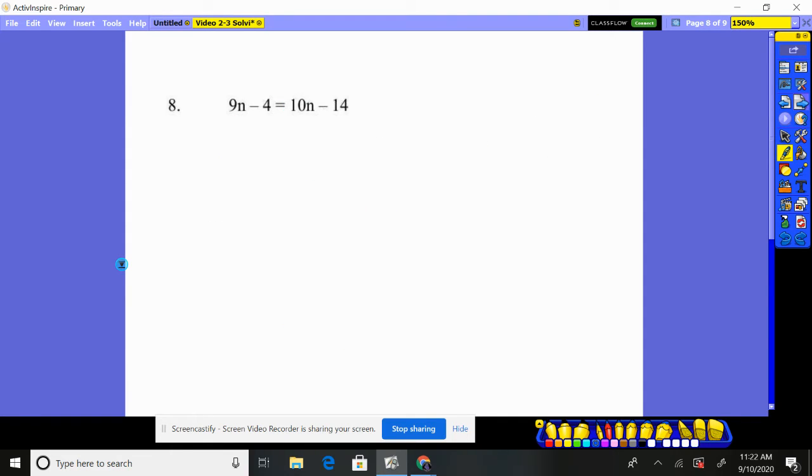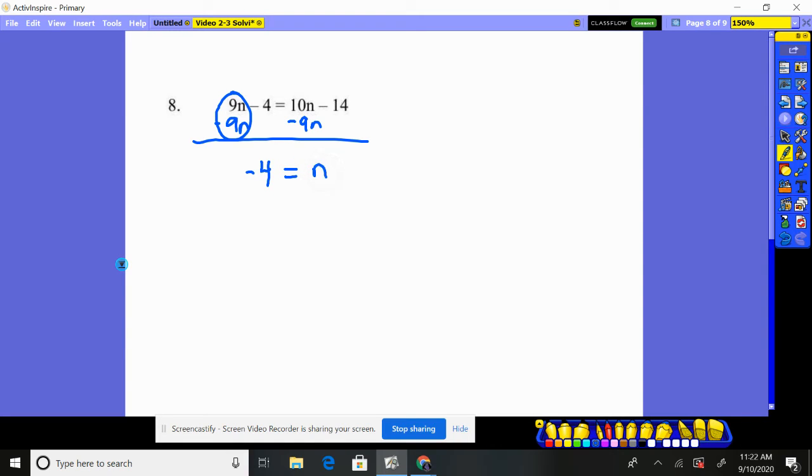Number 8, 9n minus 4 equals 10n minus 14. Let's move all our variables to one side. You have 9n on the left, you have 10n on the right. I like to move the smaller variable. So I'm going to subtract 9n from both sides of the equation. That goes away. 0 minus 4 is negative 4 on the left of the equal sign.